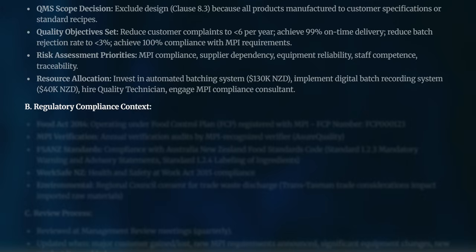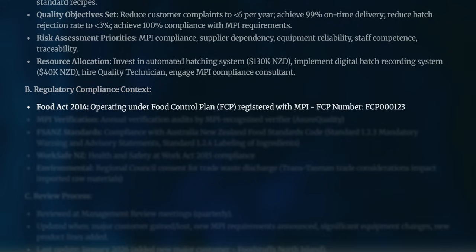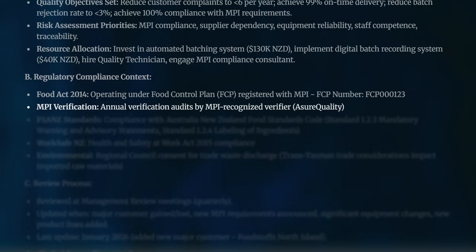Secondly, you include regulatory compliance context. Here you start with the Food Act. This is the local regulatory here, but you can include your jurisdiction regulatory. Here, Food Act 2014, operating under Food Control Plan, FCP, registered with MPI number, so and so. You need to include your registration number. The MPI verifications, annual verification audit by MPI recognized verifier. Here we have Assure Quality as the verifier by MPI. So again, you need to state the annual verification with your regulations.